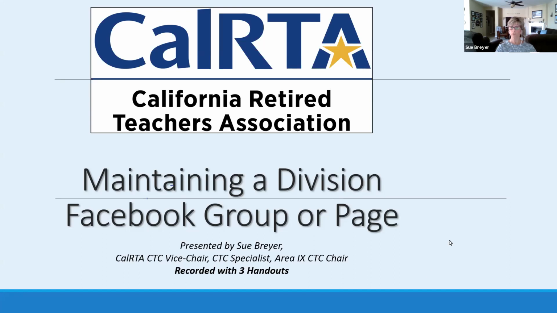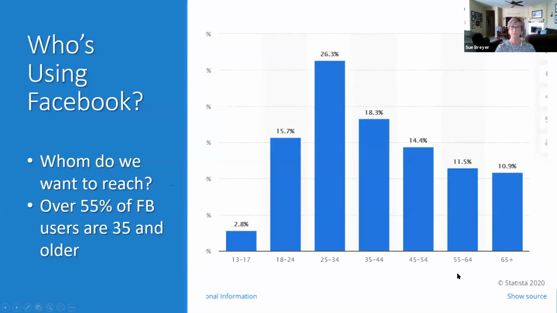So without further ado, let's get going on this. The first thing I want to talk about is basically who's using Facebook. Who do we want to reach? What is our target audience when we're on Facebook? Well, most of us are in this 65 and older age group. Some of us may be inching our way towards that 65, but predominantly we're in that age group. But that shouldn't necessarily be our target audience.